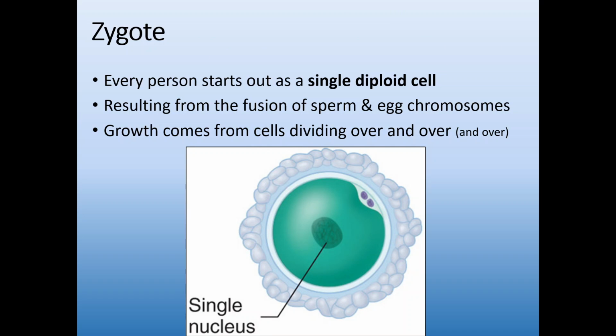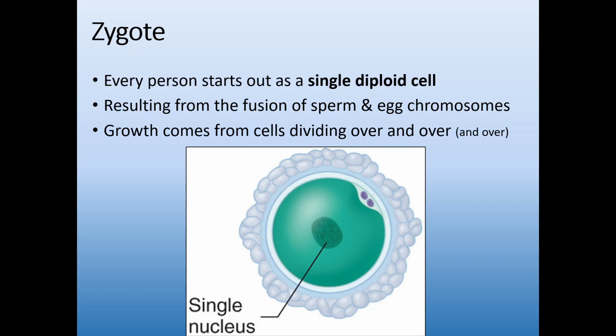All right, so every person starts out as a single diploid cell. So they're going to have 46 chromosomes, and it's just a single cell. We've got a single nucleus here, cytoplasm, the various other organelles that are going to be within a functioning cell, things like mitochondria. Keep in mind that the mitochondria only come from the mother.